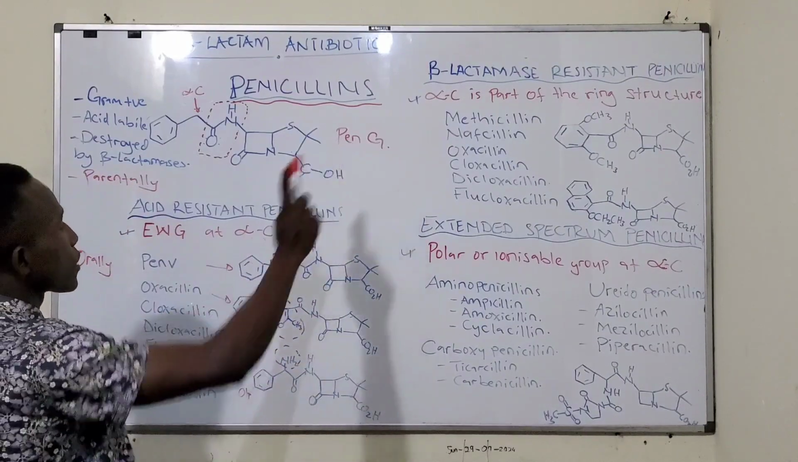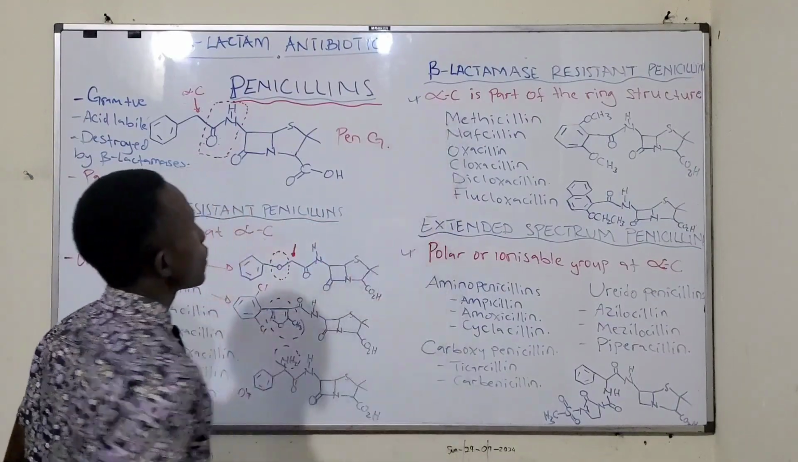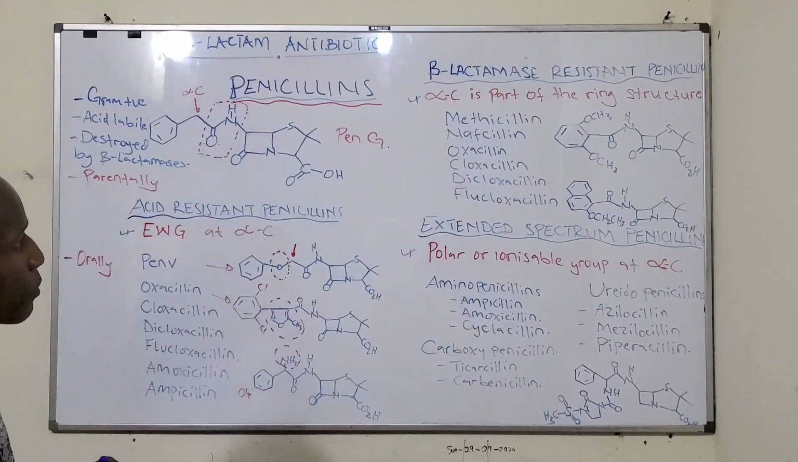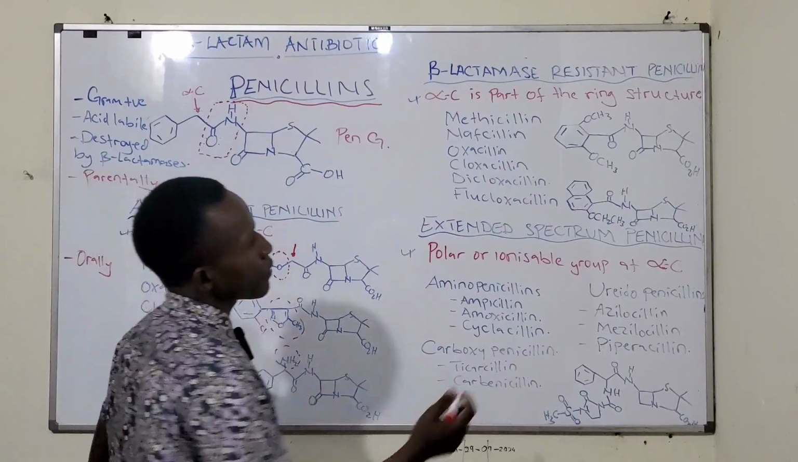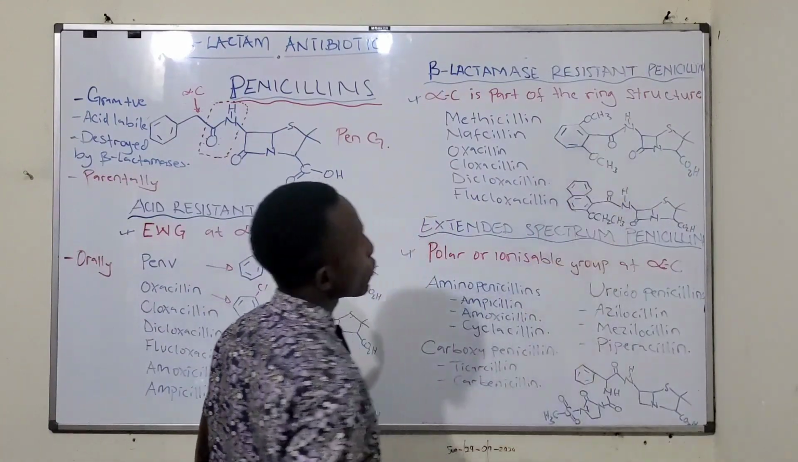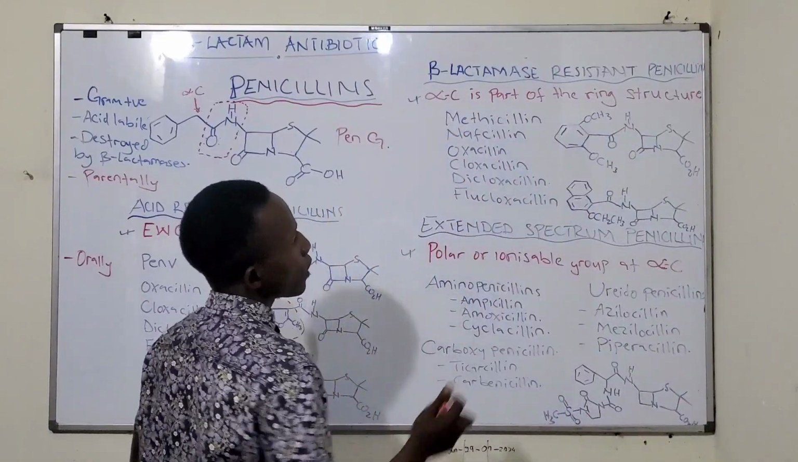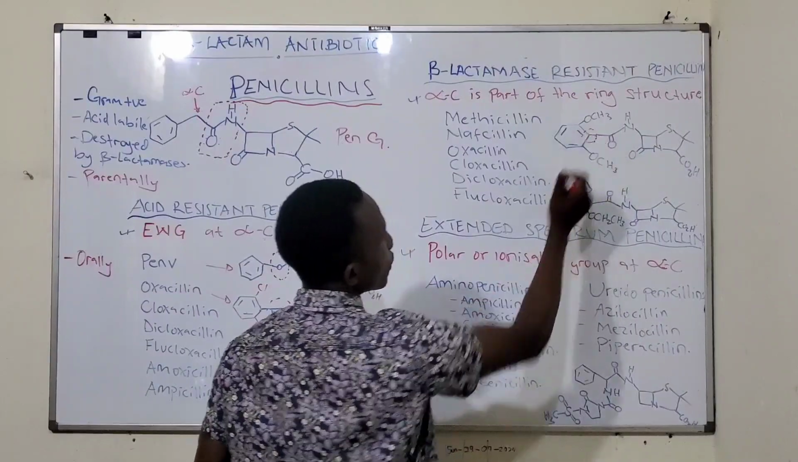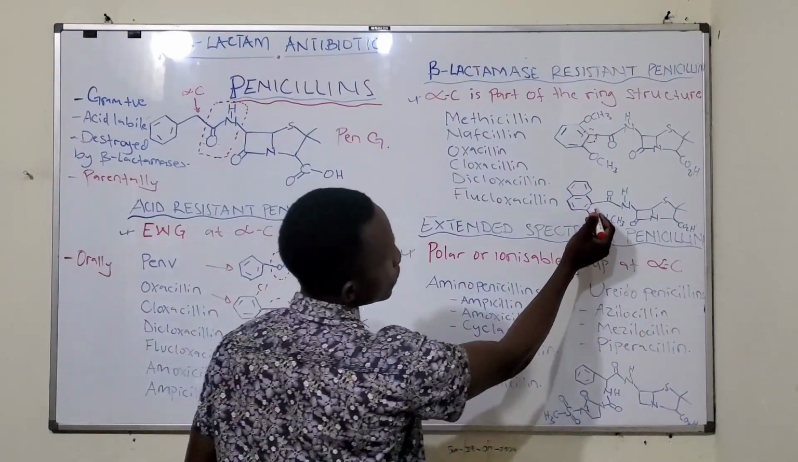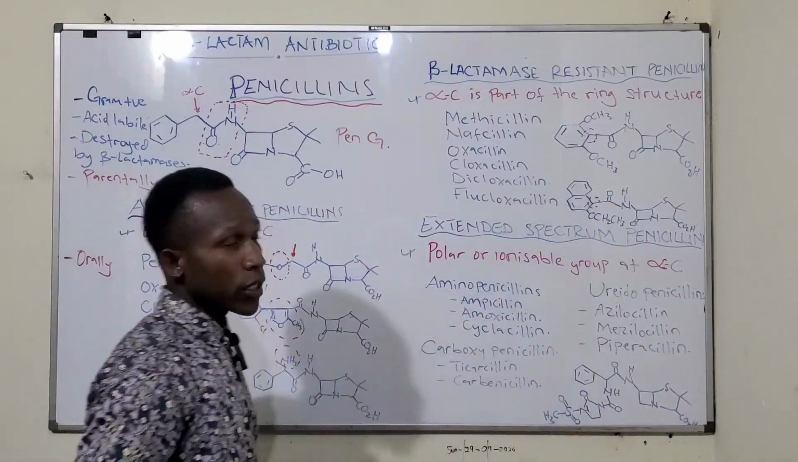So they had to cater for that. Now, again, at the alpha carbon, to make those penicillins stable against beta-lactamases, they modified the R group. They made the alpha carbon to be part of the ring structure. Now, this is the alpha carbon, but it is part of the ring structure.